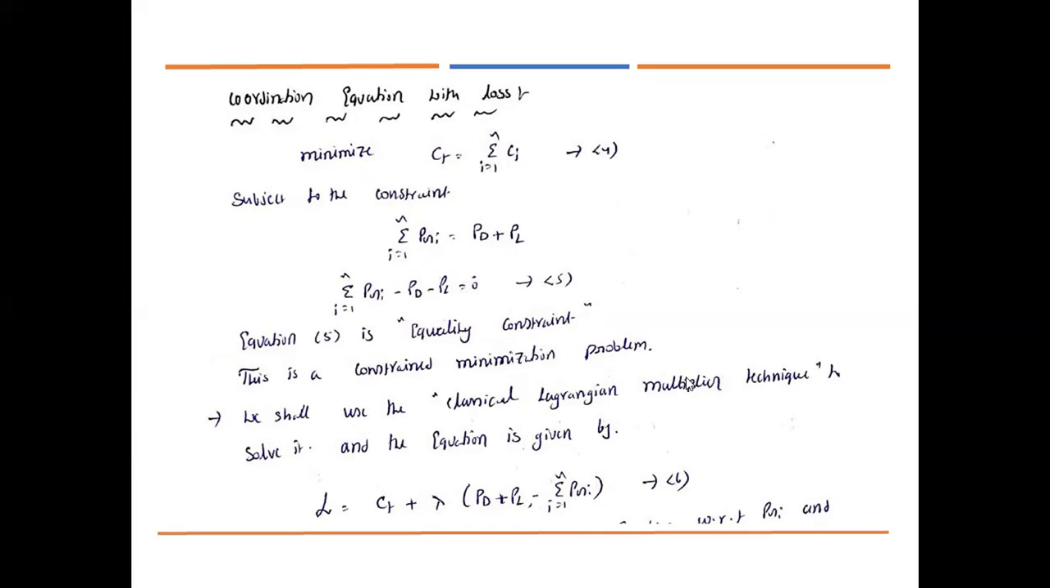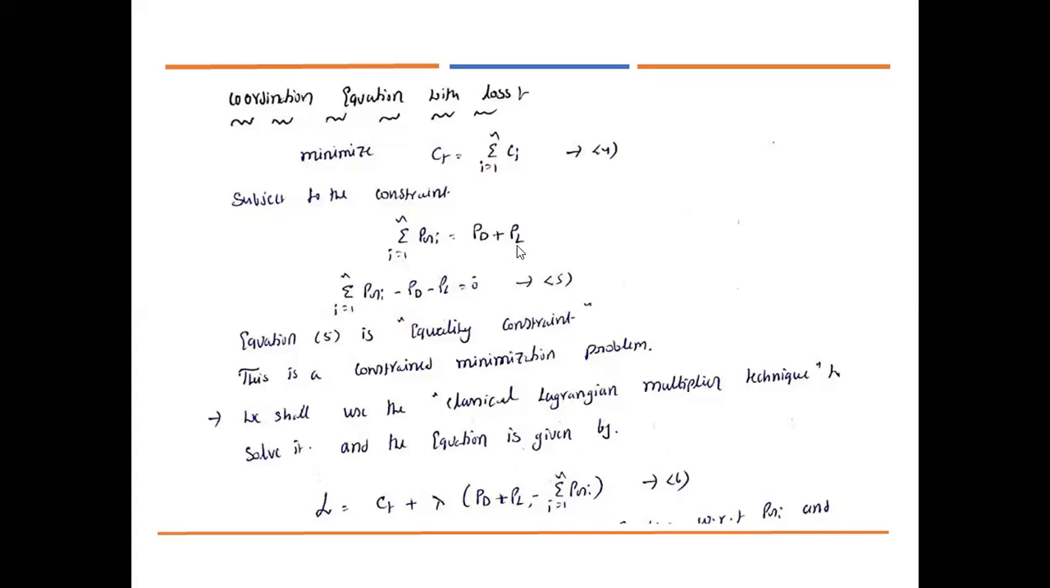Next we need to formulate the problem. The problem consists of both an objective function and constraint equations, whether equality constraints or inequality constraints. Compulsorily, the problem consists of both. Here the objective function is to minimize the overall operating cost, Ct equals summation i equal to 1 to n Ci. This is equation number 4. Subject to the constraint equation, summation i equal to 1 to n Pgi equals Pd plus PL. We can rewrite this as summation i equal to 1 to n Pgi minus Pd minus PL equals 0. This is equation number 5. This equation is called the equality constraint equation, and the total problem is called a constrained minimization problem.